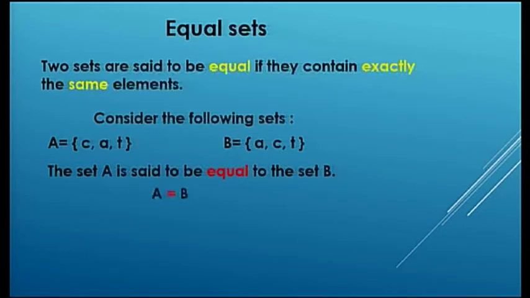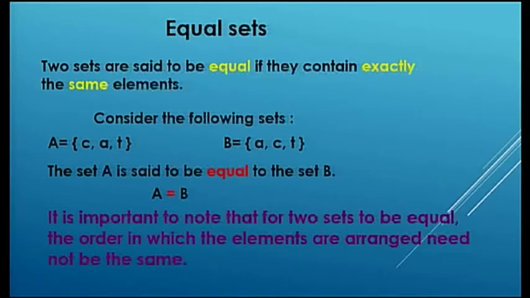We use the symbol is equal to represent equal sets. It is important to note that for two sets to be equal, the order in which the elements are arranged need not be the same. It can be the same, and it need not be the same. You will still have the same notation A is equal to B, as you have seen for A and for B. For A it's CAT, and in B it's ACT. So the order in which the elements are arranged does not matter.